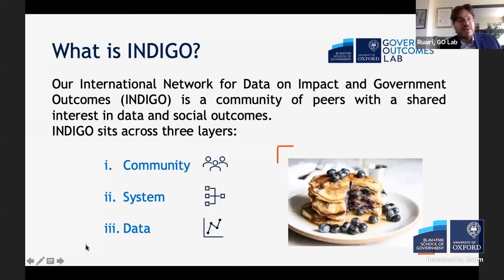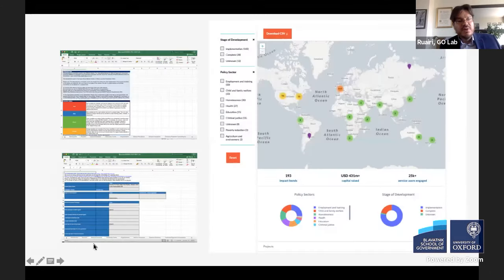But can we go to the next slide? We're talking about data. Many of you know us as the Impact Bonds projects database. We have upgraded the back end of that system so that we can do some more analytics and ask questions across projects.